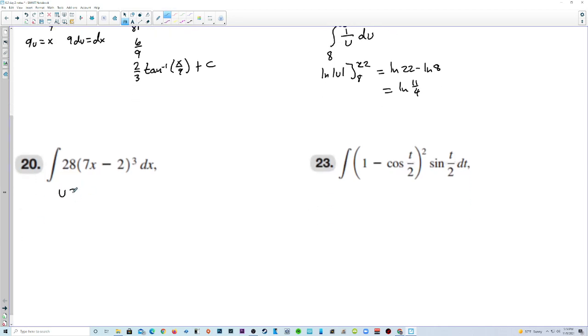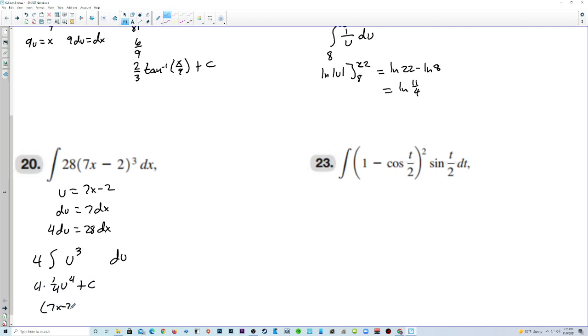Here we're going to let u equal 7x minus 2. So du is equal to 7 dx. But we don't have a 7 dx, we have a 28 dx. So 4 du is equal to 28 dx. Now we're going to replace 28 dx with 4 du. So 4 du, and we're going to go u to the third. So we have 4 times 1/4 u to the fourth, plus c. And then those cancel out. So this is just going to be 7x minus 2 to the fourth plus c.